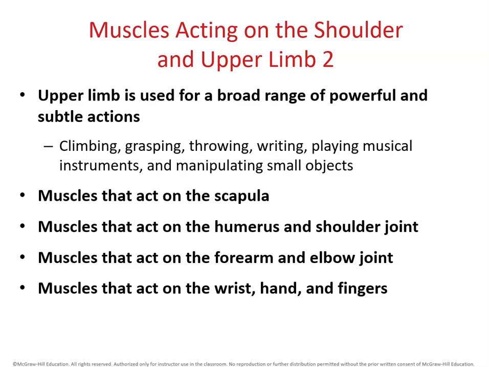Okay, we have 4 different groupings of muscles here, and we're going to be talking about them a little bit separated so that we can organize them in our mind a little bit better. We have muscles that are involved with the scapula, are involved with the humerus and shoulder joints, that interact with the forearm and the elbow, and that are part of the wrist, hand, and fingers.